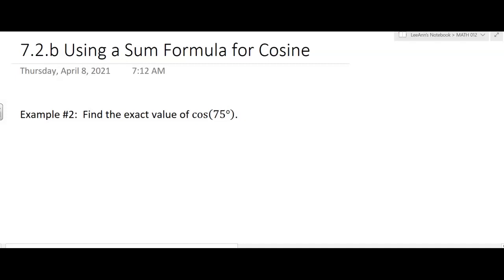So now we have two formulas. They're both for cosine. One's for the sum of angles and one's for the difference of angles. Okay. Now, how might we use this?